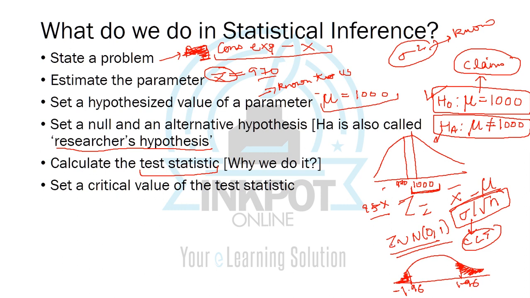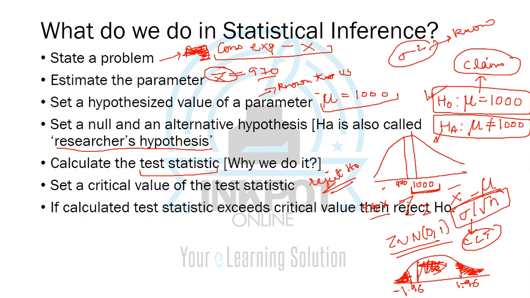If our computed Z statistic falls in this red area, we reject the null hypothesis, reject H naught, which means that statistically the estimated mean from the sample is different from 1000. However, if the computed Z statistic lies between minus 1.96 and plus 1.96, anywhere in this region, then we cannot reject the null hypothesis.